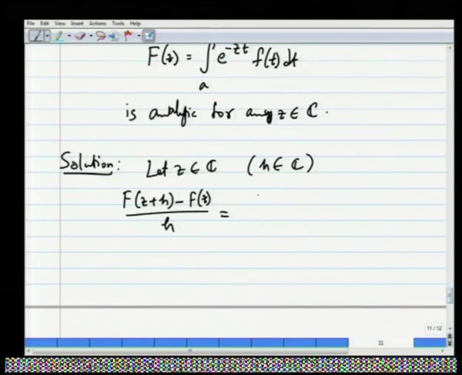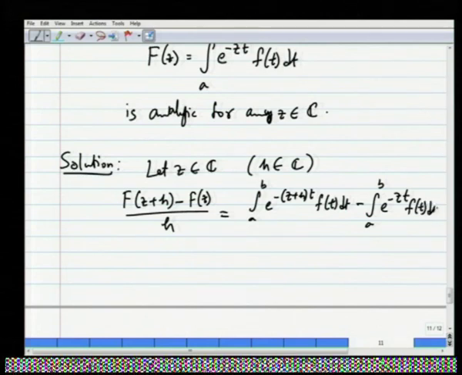So, this is equal to the integration from a to b of e power minus z plus h times t, f of t dt, minus integration from a to b of e power minus z t f of t dt, divided by h.